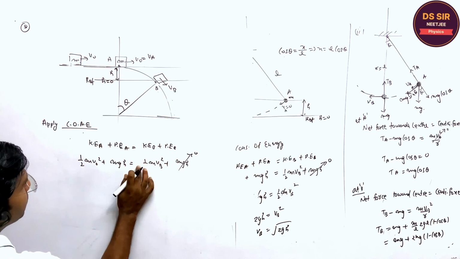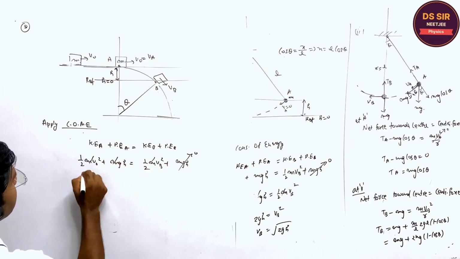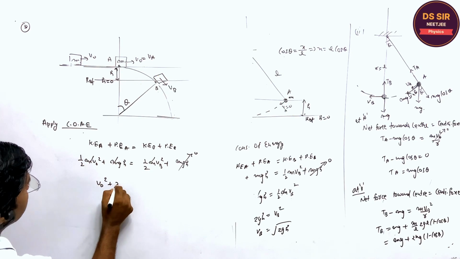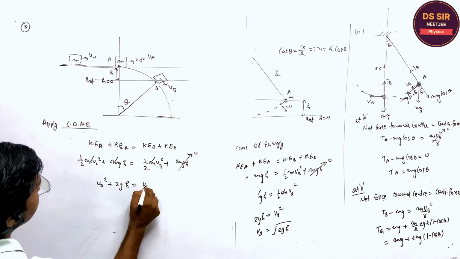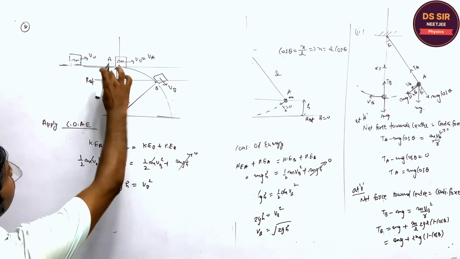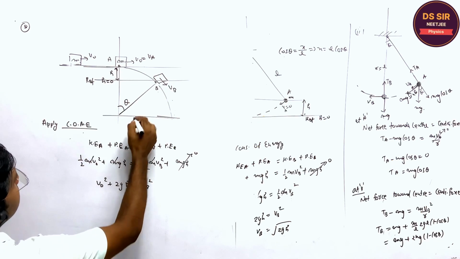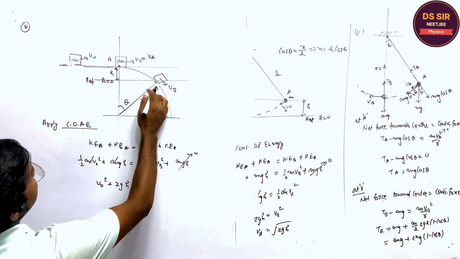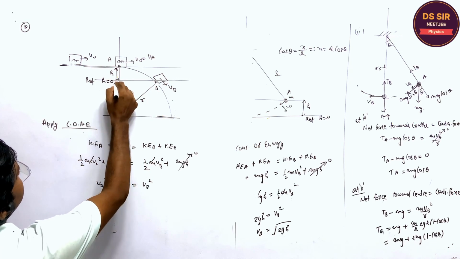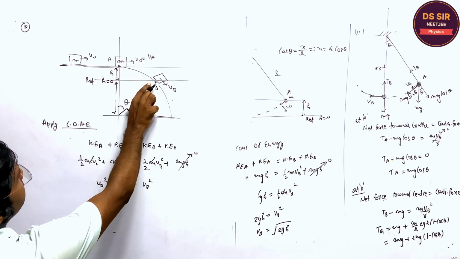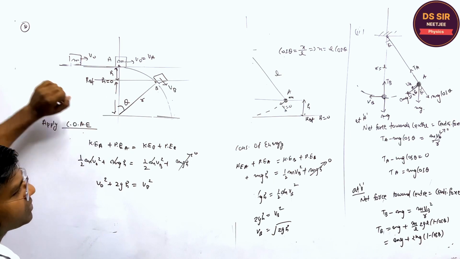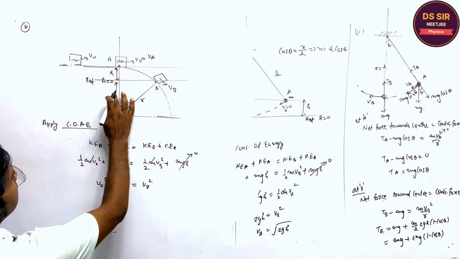Very good. So the m will cancel out, and v naught square plus 2gh is equal to vB square. So we have to find this h. Again, suppose this is the radius. What is this distance? Can you tell me? If this is the radius, what is the base distance if this angle is theta? Tell.